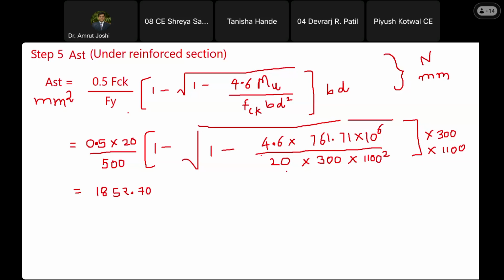Compute this term first. That will be less than 1, so 1 minus that will be a positive number. So it turns out to be 1852 mm². You can cross verify. So I got an independent confirmation. So it's all right. We need to provide AST equal to these many mm². Now, this is the AST requirement as far as resisting a moment of 761.71 kN·m is concerned. Are you with me?